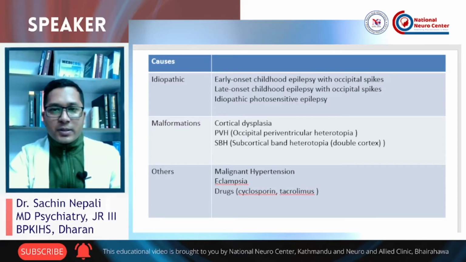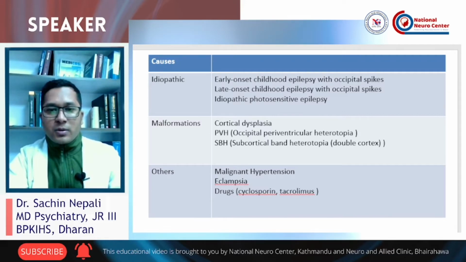In idiopathic, early onset childhood epilepsy with occipital spikes, late onset childhood epilepsy with occipital spikes, and idiopathic photosensitive epilepsy. In malformation, cortical dysplasia, occipital periventricular heterotopia, and subcortical band heterotopia. And other causes are malignant hypertension, eclampsia, and drugs like cyclosporin and tacrolimus.